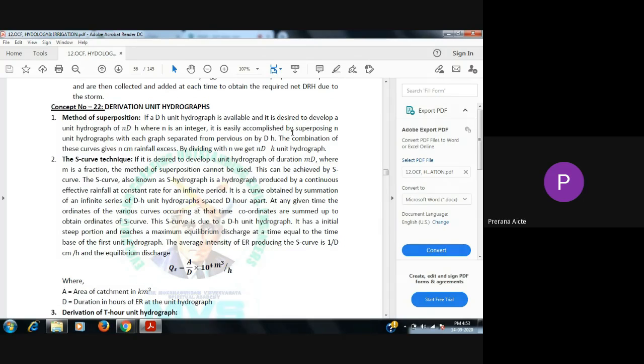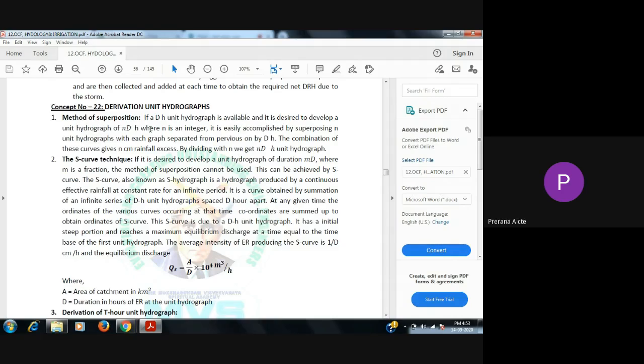So the derivation of the unit hydrograph is by two methods. One is the method of superposition. The second one is the S-curve technique. Already discussed in 3.2 also. Method of superposition means if you know, for example, the 2-hour duration hydrograph, you can find out the 4-hour duration, 6 hours, 8 hours, like that, multiples. But in the S-curve technique, for a given 2-hour hydrograph, if we are supposed to find out the 3-hour unit hydrograph, the method of superposition may not apply. Then you go for the S-curve technique.